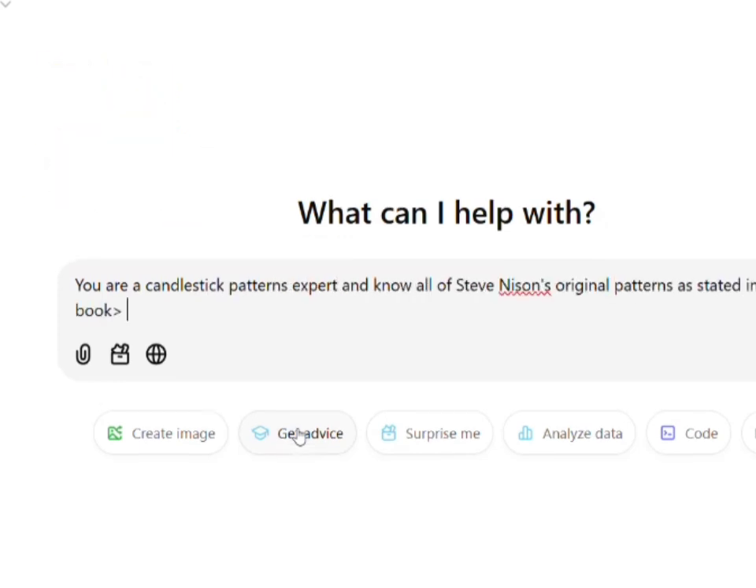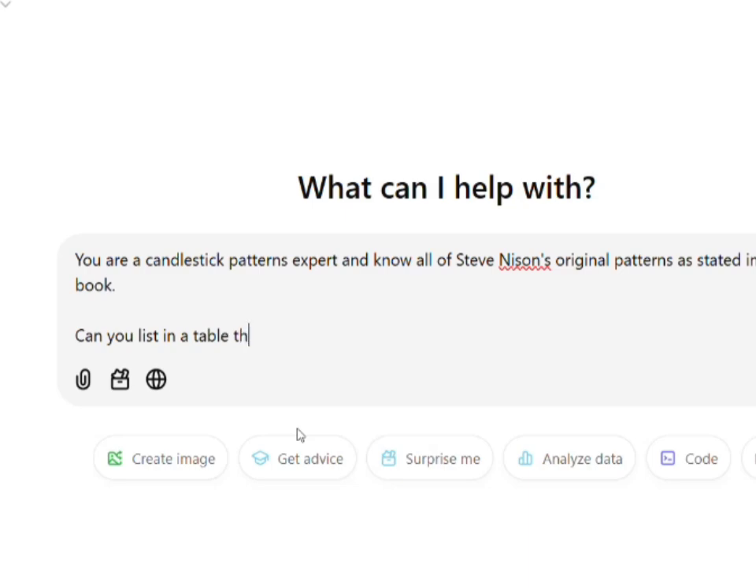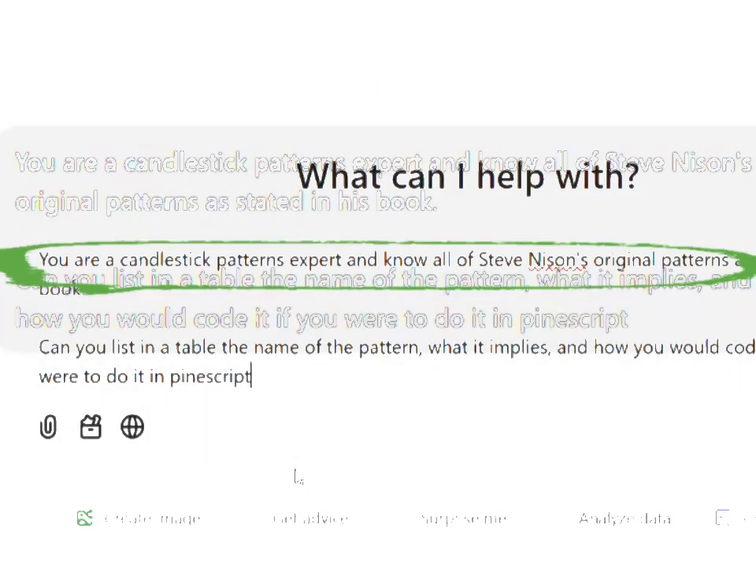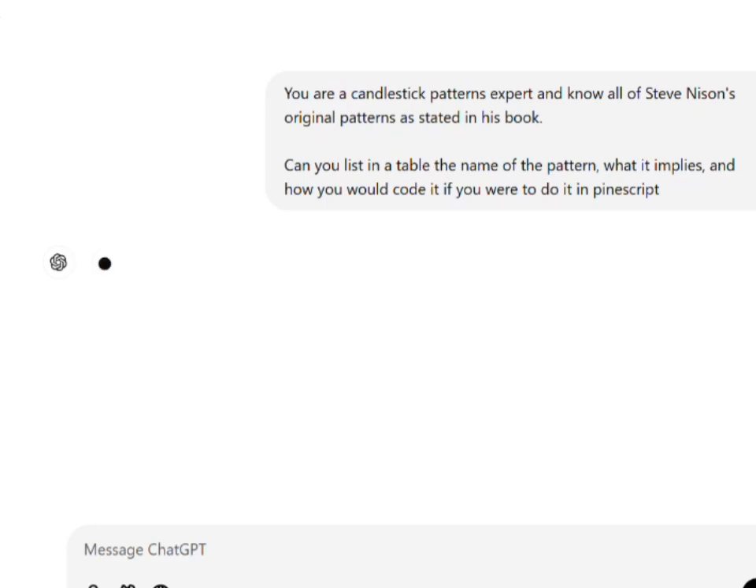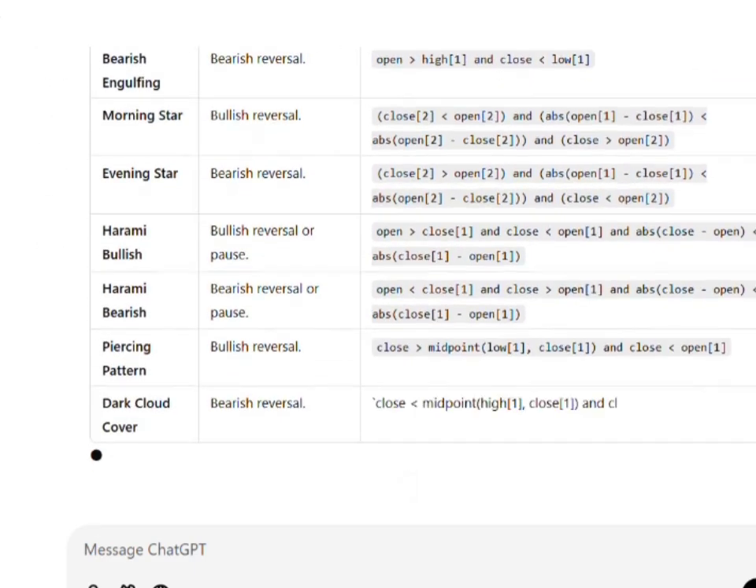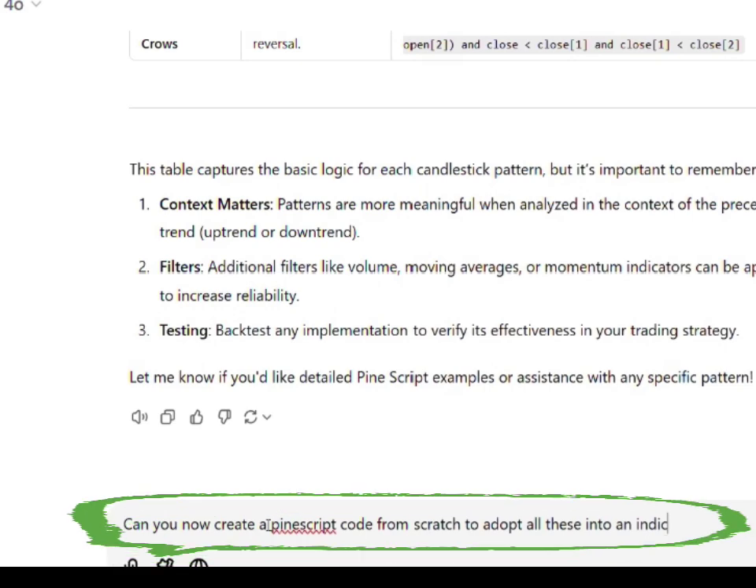I'm giving ChatGPT 4.0, the free version, a role, and then we'll ask it to list all the important candlestick patterns as per Steve Nison's original book called Japanese Candlestick Charting Techniques, so that it strictly follows the original interpretation of these candlesticks.